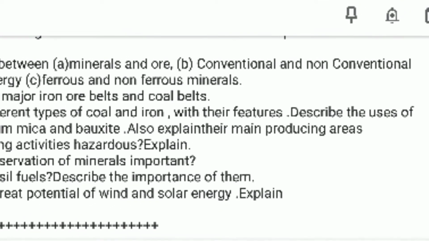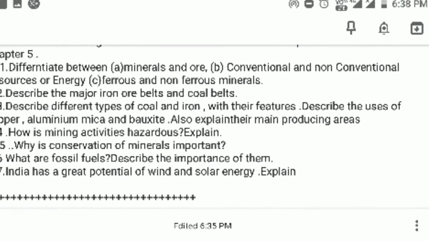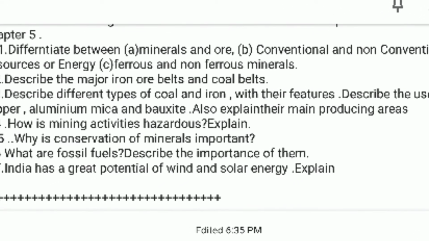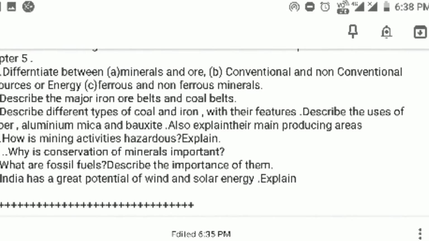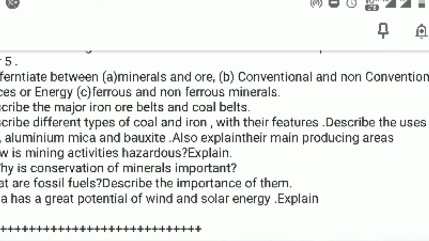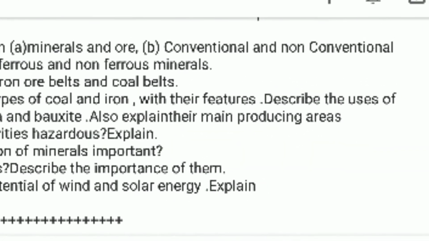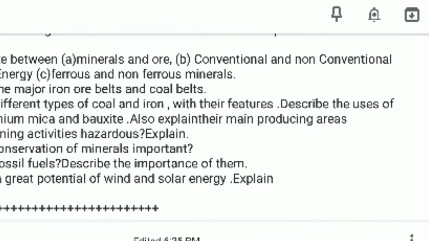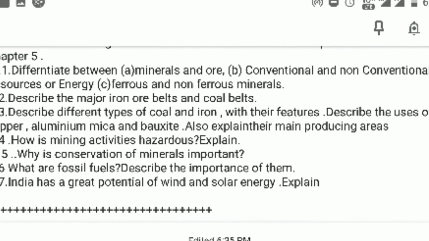What are fossil fuels such as coal, petroleum? What is the importance of petroleum? What is the importance of coal? How are they useful to us? Then different types of non-conventional sources of energy, that is modern sources of energy: wind power, solar energy, biomass, geothermal energy. So students, prepare with patience, with confidence.